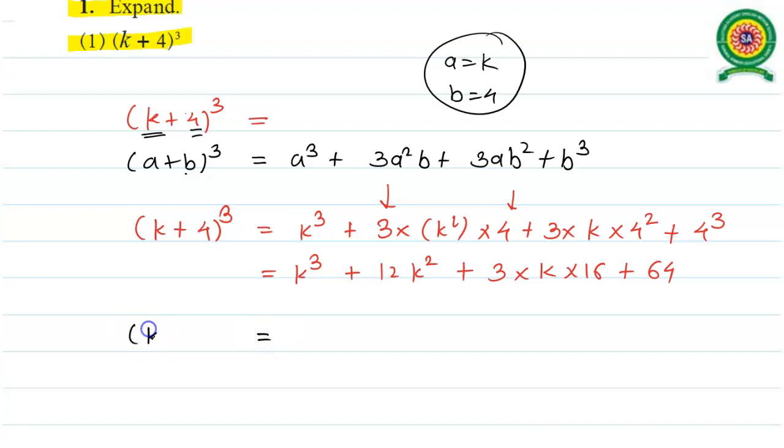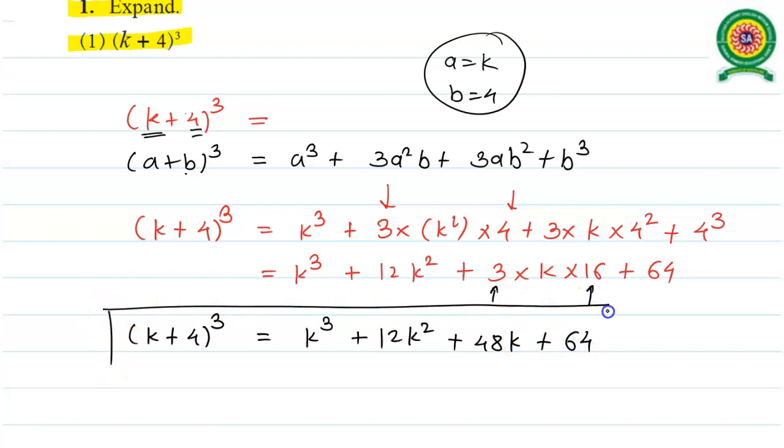So we are getting the expansion of k plus 4 the whole cube is of the form k cube plus 12 k square plus, now 16 3s are 48, times k as it is, plus 64. So this is the expansion of k plus 4 the whole cube.